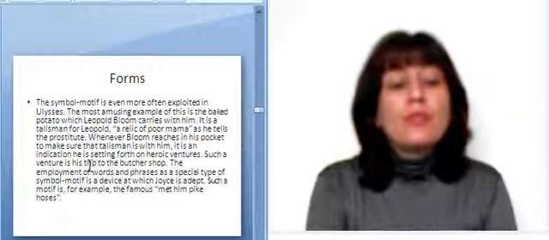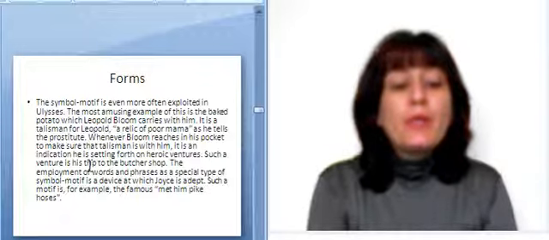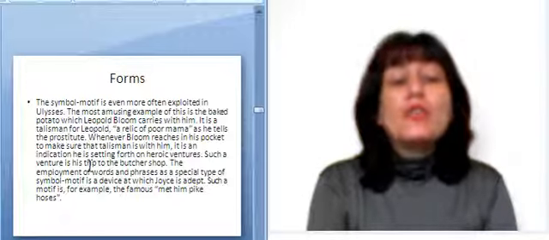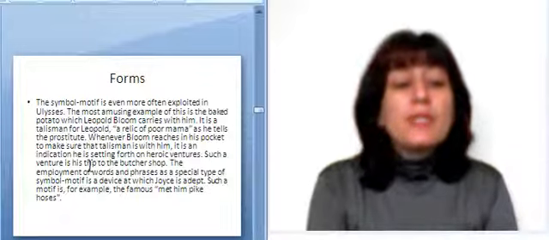The employment of words and phrases as a special type of symbol motif is a device at which Joyce is adept. Such a motif is, for example, the famous Metin Pike hoses.